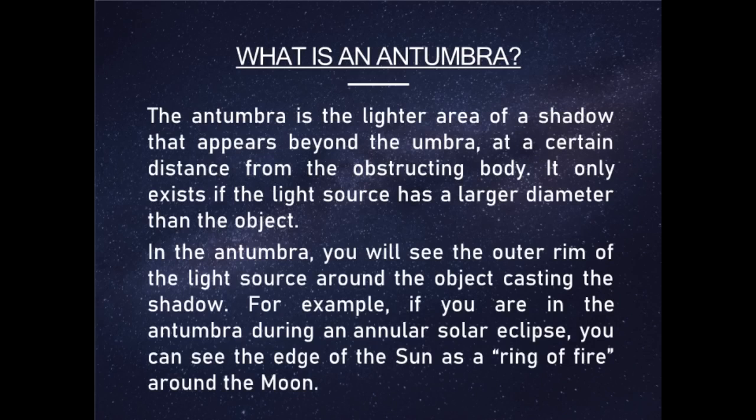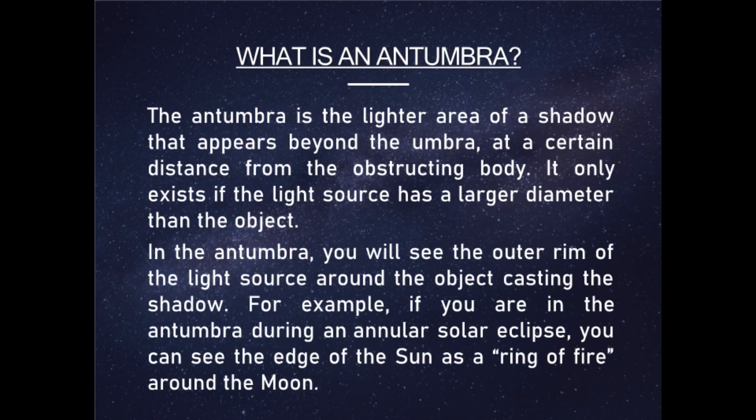Most of you probably did not hear about this term before, so let's take a look. So, the antumbra is the lighter area of the shadow that appears beyond the umbra, at a certain distance from the obstructing body. It only exists if the light source has a larger diameter than the obstructing body. In the antumbra, you will see the outer rim of the light source around the object casting the shadow.